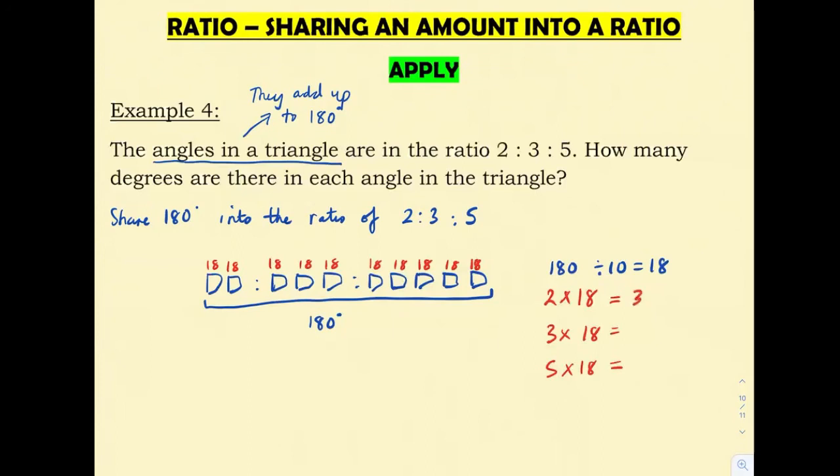So 2 times 18 is 36, 3 times 18 is 54, and 5 times 18 is 90. And if we've done this correctly, these 3 angles should add up to 180 degrees. So 36 plus 54 is 90, plus a 90 add up to 180. So we know we've done it correctly. And that's how you share an amount into a ratio.